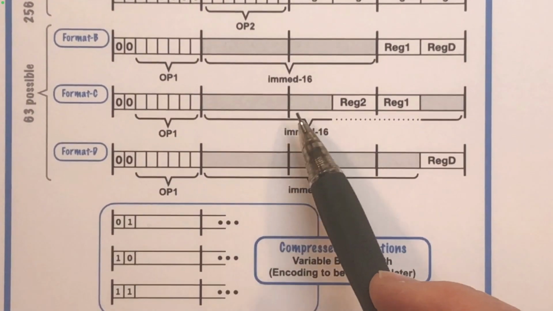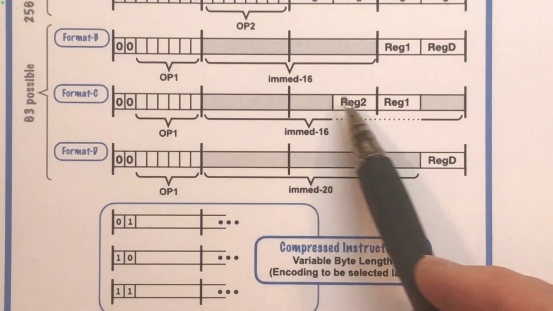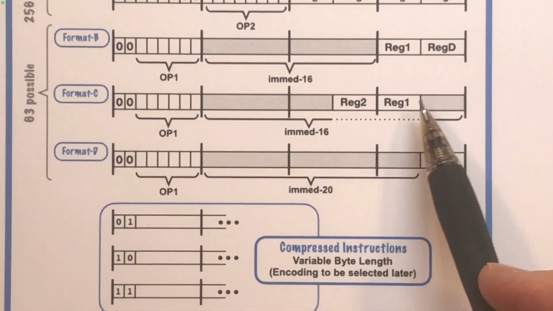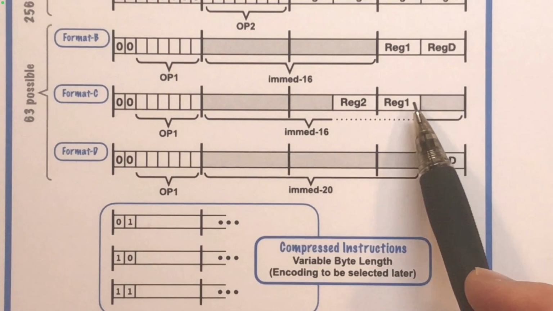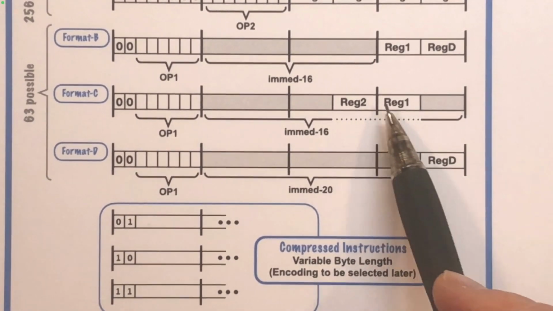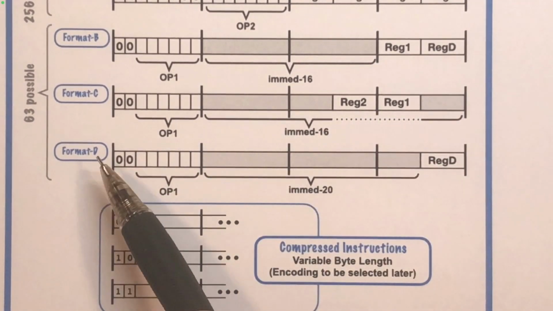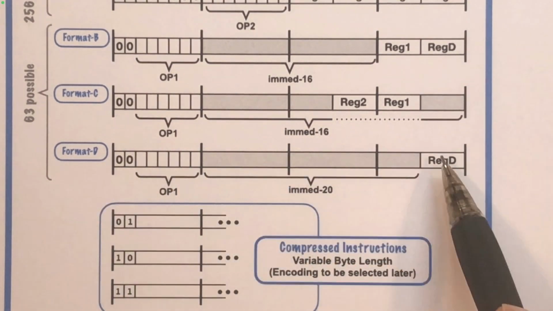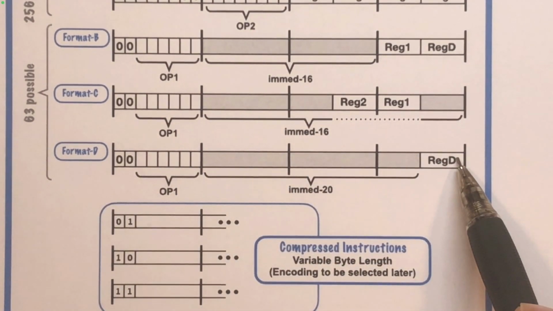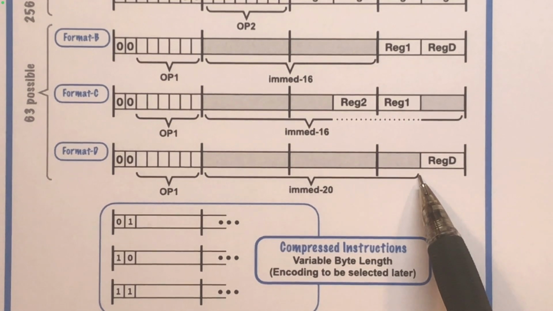In Format C, we also have a 16-bit field. It's split up a little bit here. And instead of having a destination register, we also have space for 2 source registers. And finally, in the Format D format, we have only a destination register and an immediate value, which is 20 bits in length.